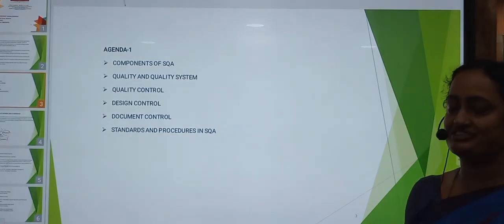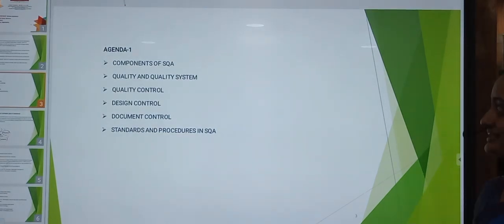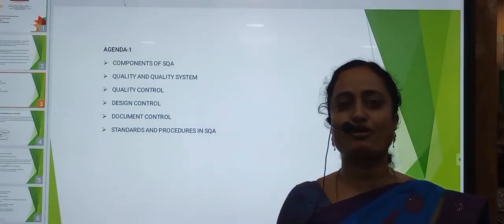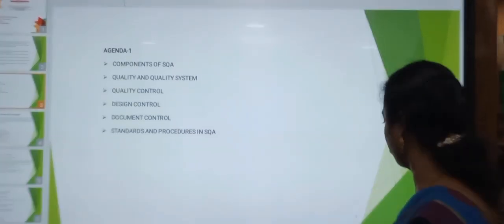So this is the agenda of software quality assurance: components of SQA, quality and quality system, quality control, design control, document control, and standards and procedures in SQA. First we will see about the components of SQA.